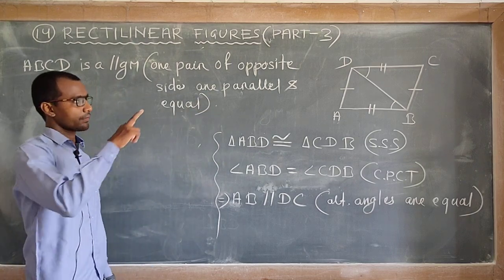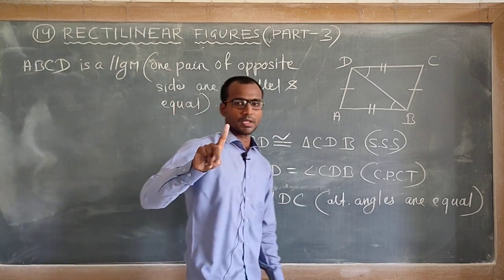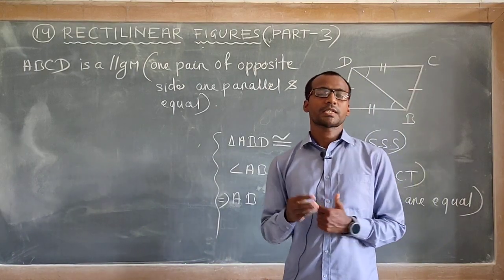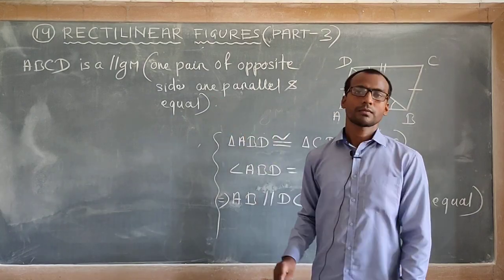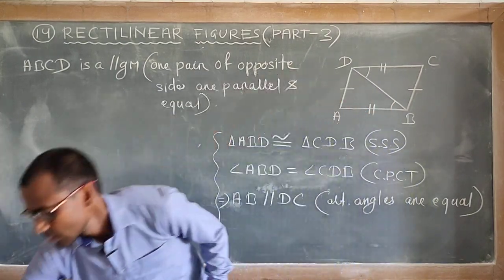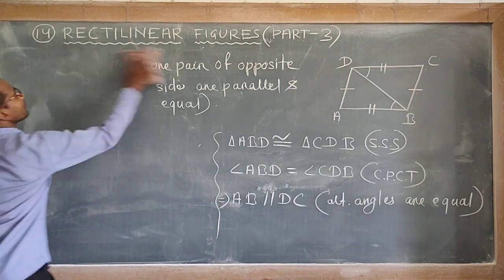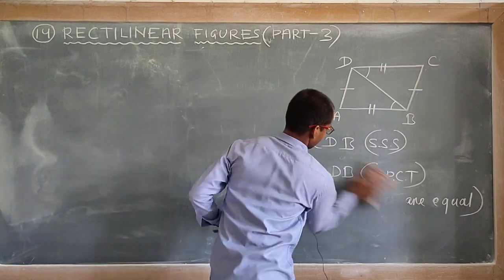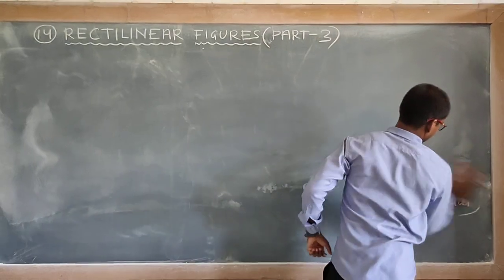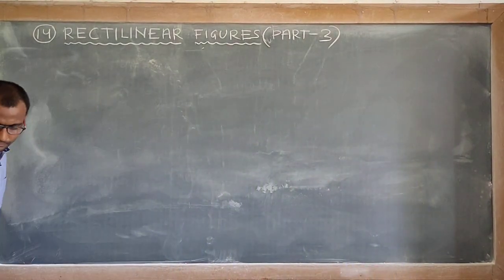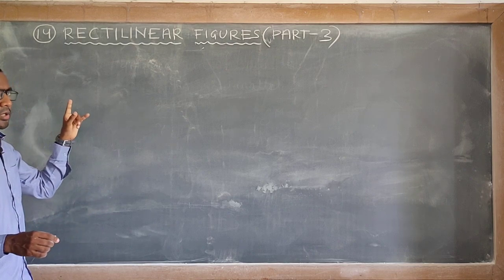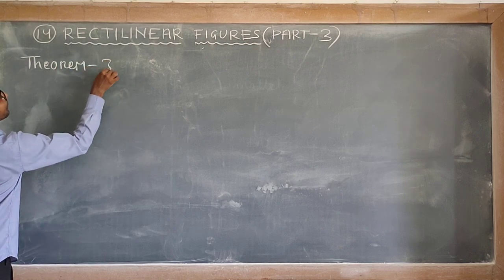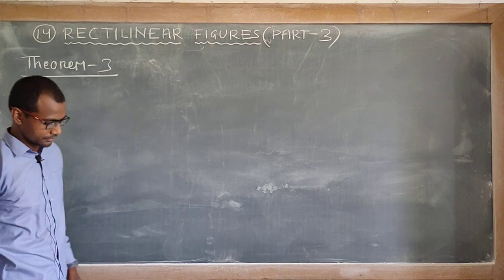So this is the second method to prove that a quadrilateral is a parallelogram. The first method is the definition method: prove that opposite sides are parallel. Second is theorem number 1: prove that one pair of opposite sides are parallel and equal. The third method is theorem number 2: prove that opposite sides are equal. We have one more theorem for parallelogram, theorem number 3.